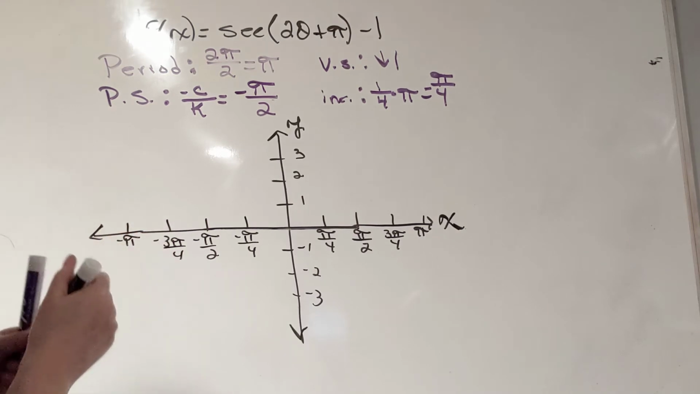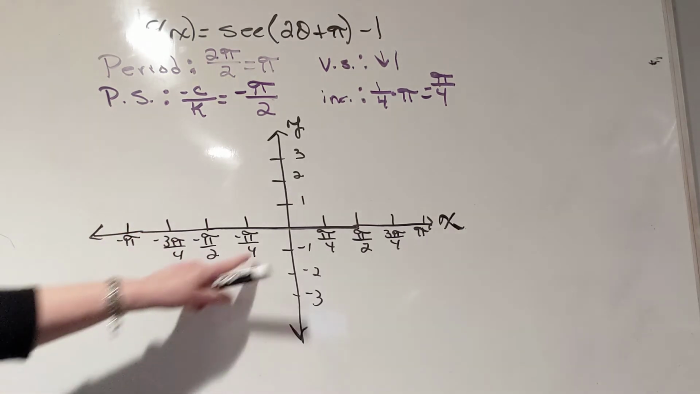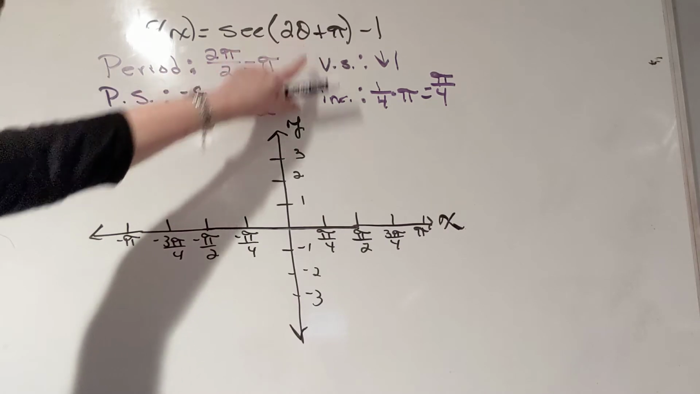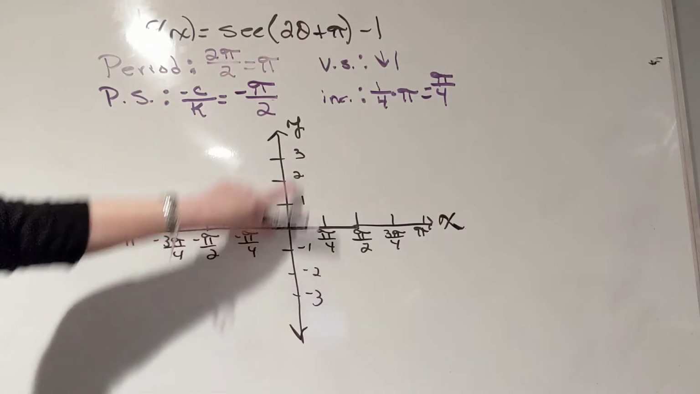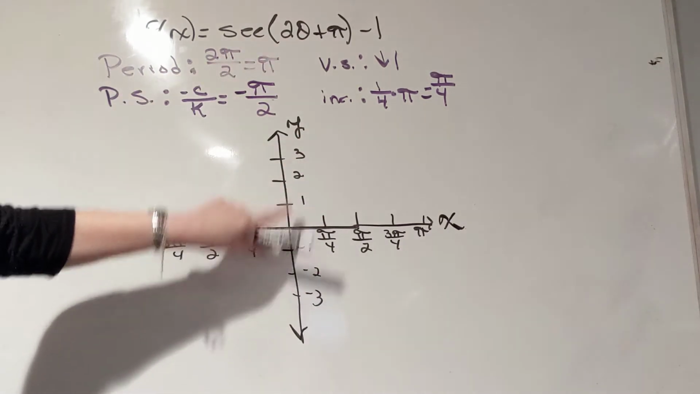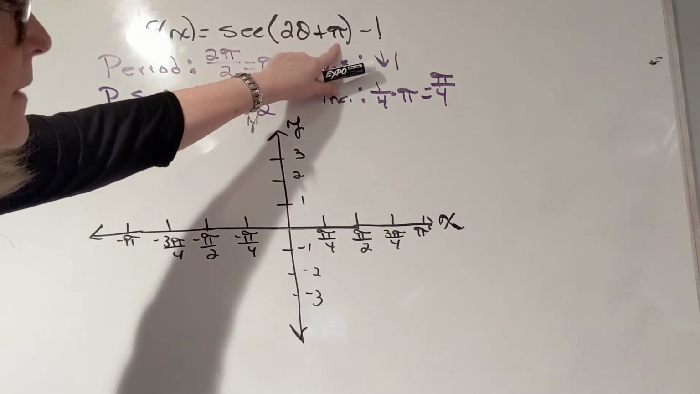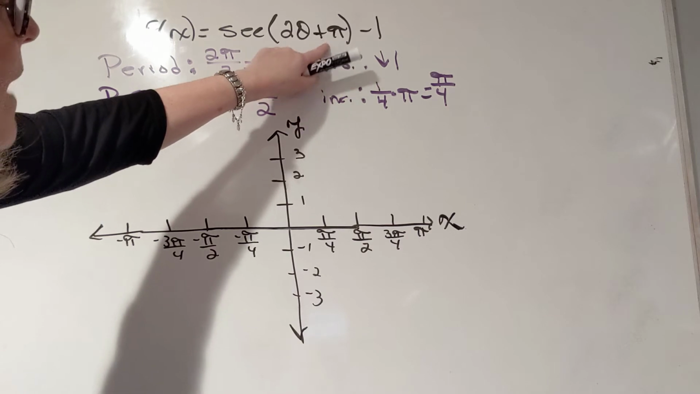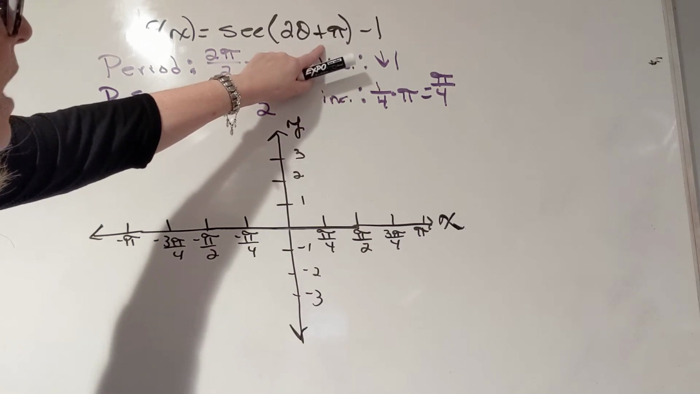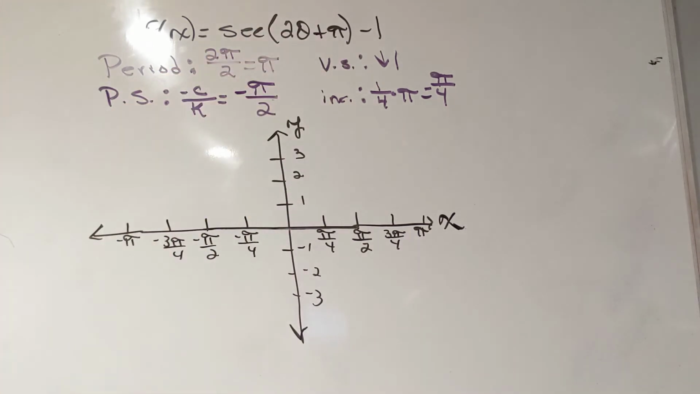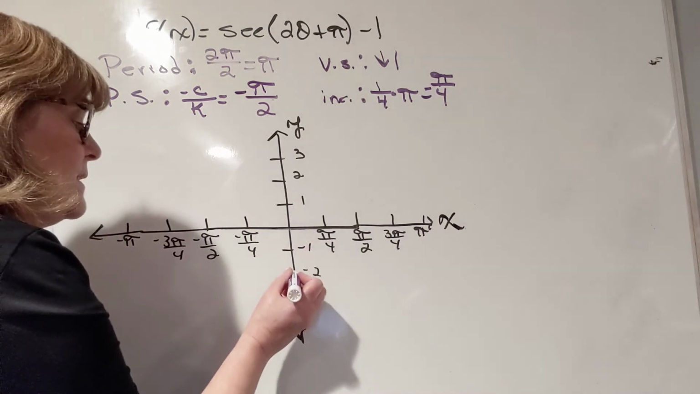It might help if you have your unit circle in front of you, and we're going to evaluate it by replacing theta with the angles along our x-axis. So if I replace theta with 0 radians, 2 times 0 is 0, and 0 plus pi is pi. What's your secant at pi? Well, at pi, your x-coordinate is negative 1. Secant is 1 over that. 1 over negative 1 is negative 1, and negative 1 minus 1 is negative 2. So plot a point at 0, negative 2.